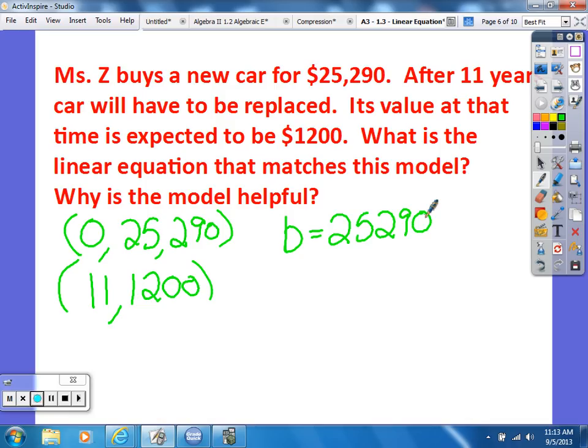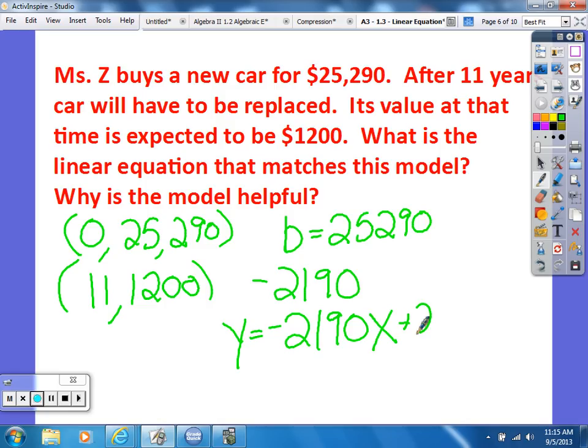Yes, I could use one of those points, find the slope, and do the point-slope form. This is me being quicker at my stuff. What else? I still need to find the slope, right? Take 1 minute, find the slope. Alright, so I asked you to find the slope real quick. And what did you say it was again? -2,190. So I get y equals -2,190x plus 25,290.